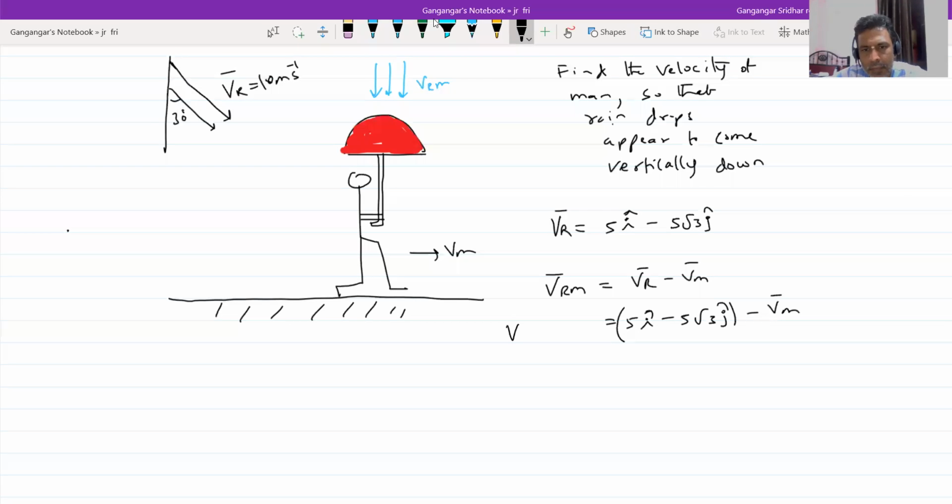How should VRM be? VRM should be in j cap only. Then how can you write directly minus VRM j cap? How can you write like this? Because the rain is pouring vertically down. So therefore, minus VRM j cap. So what should happen to VM now? Equate and further you write it. Let me write here. This will become equating the i component. So VM equal to how much? 5 meter per second. If the man runs with 5 meter per second, he has to hold the umbrella vertically up.